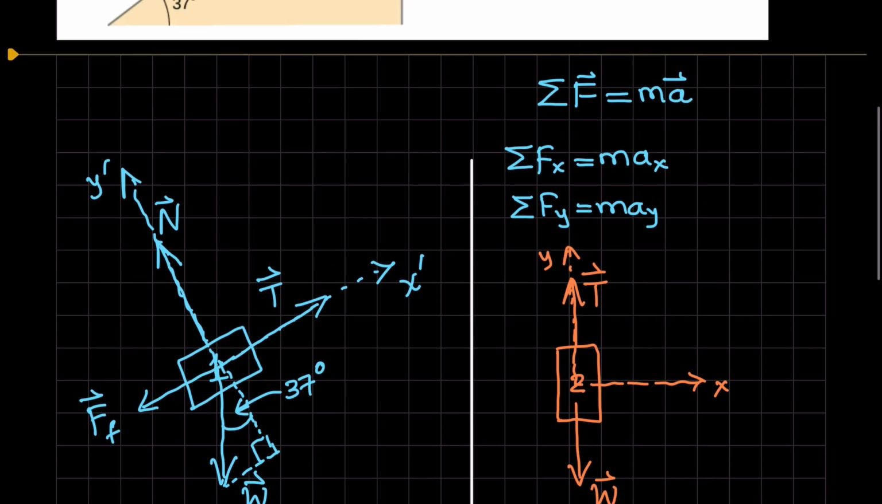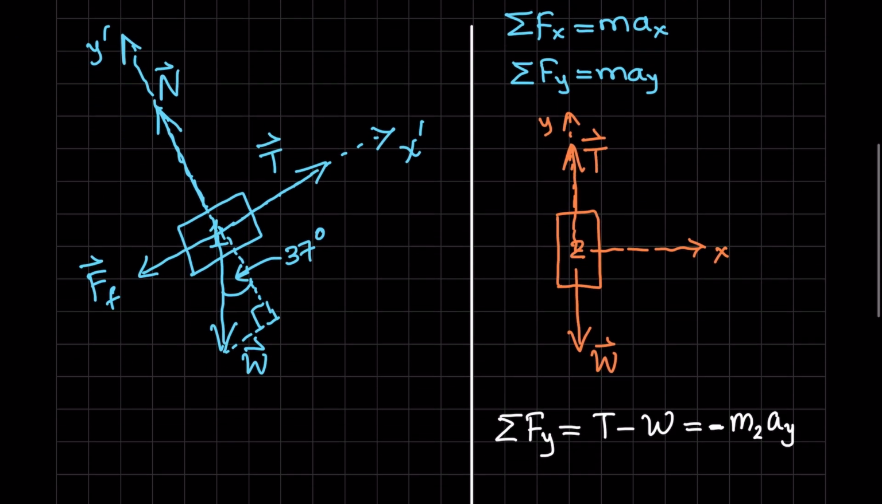Because we know that block 1 traveling in the positive x prime direction is going to cause block 2 to go in the negative y direction. So the acceleration in the case of block 2 is a negative quantity. So because of that, you want to throw a negative in there. This is not the only way to do it. This is kind of what I would do.